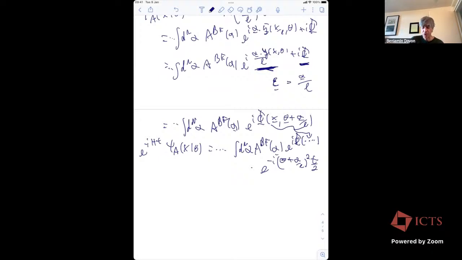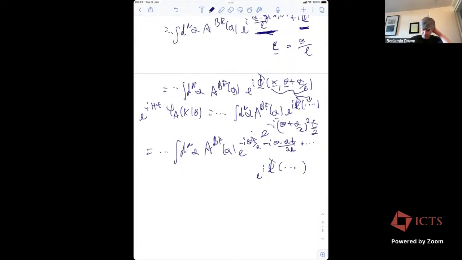I just have some phase, something that depends on alpha. So I have to extract now the dependence on alpha. So I have all this stuff, the Bethe Fourier alpha, and then I expand the exponential in time. So I have minus I theta squared t over 2, which is just a phase. Then minus I theta dot alpha t over 2L, and then higher order. And then I have e to the I capital phi of the same thing that was there before.